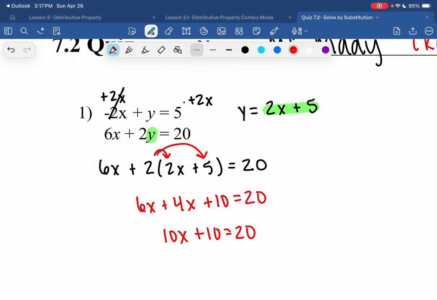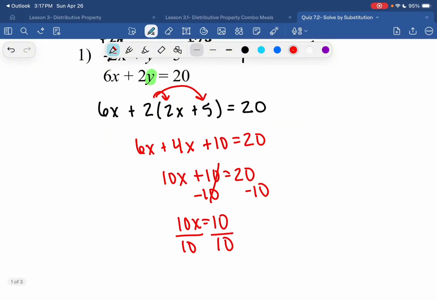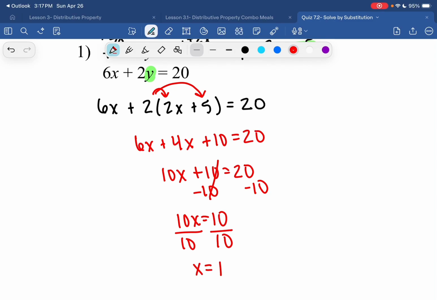Okay, my variable is on the left side, and I'm going to keep it there. So that means I need to move my numbers to the right. So I'm going to do the opposite of positive 10, which is negative 10. And what I do to one side, I must do to the other. So now I have 10x equals 10. Well, this is a one-step equation. So this is 10 times x. So the opposite of multiplication is division. So now I have x equals 1.